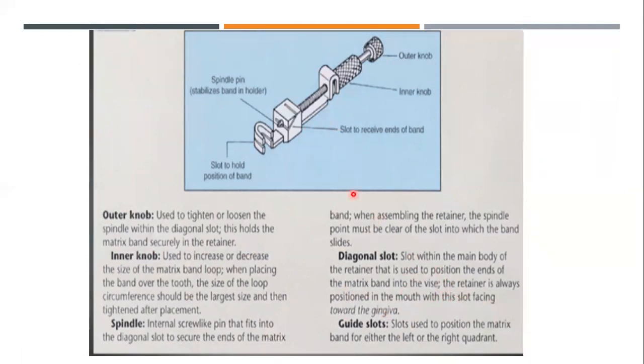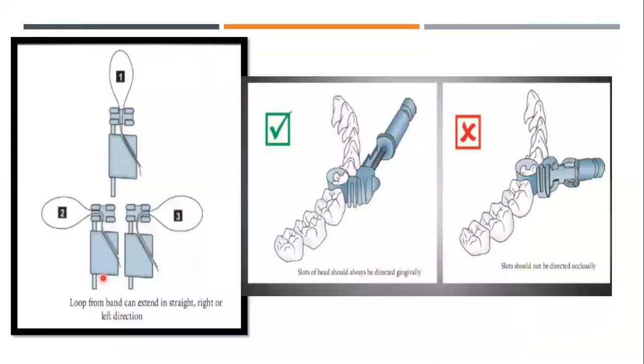Okay. And as I told you before, the retainer is always positioned in the mouth with this slot positioned towards the gingiva. Okay. Then we have the guide slots. Guide slots are used to position the matrix. Depending on whether it's a left quadrant or the right quadrant, we have to basically engage it on the left side or the right side, like we had seen before. This will be used either towards the left side or the right side. Okay.